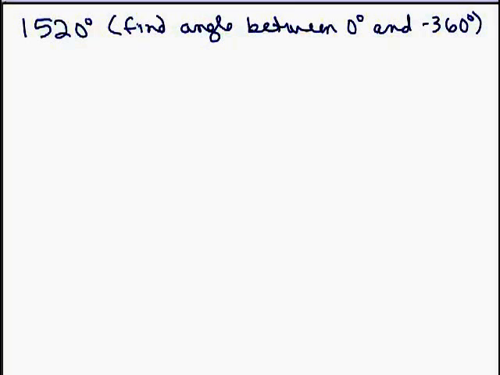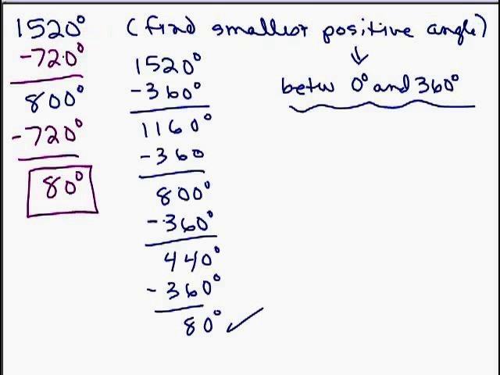All right, same thing, except this time we're trying to find an angle between 0 and negative 360. So you want to try to get down into the negative. Now, we already found out, that was the first problem I gave you, that by subtracting 720 twice, we got down to 80. If you remember, that was the problem we did right here. Remember this one? So we already know 1520 degrees is coterminal with 80 degrees. So we could start with that.